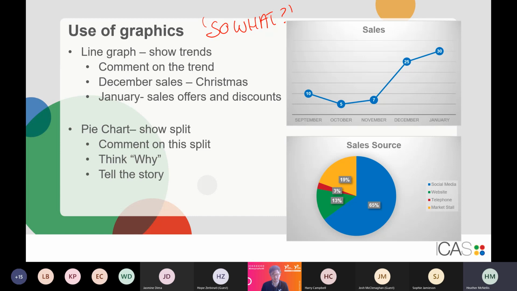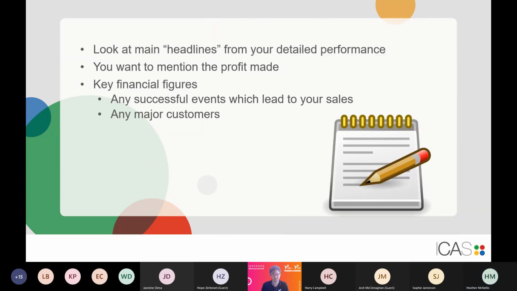And then what I want to think about is why that might be. Is that because of the type of customers and what you're selling, that social media is the way forward? Or maybe you didn't advertise your telephone number, so they didn't phone you. Or maybe you only had the market stall for a day and you could have done it for a weekend and got loads more sales that way. So think about why, and again, telling the story.